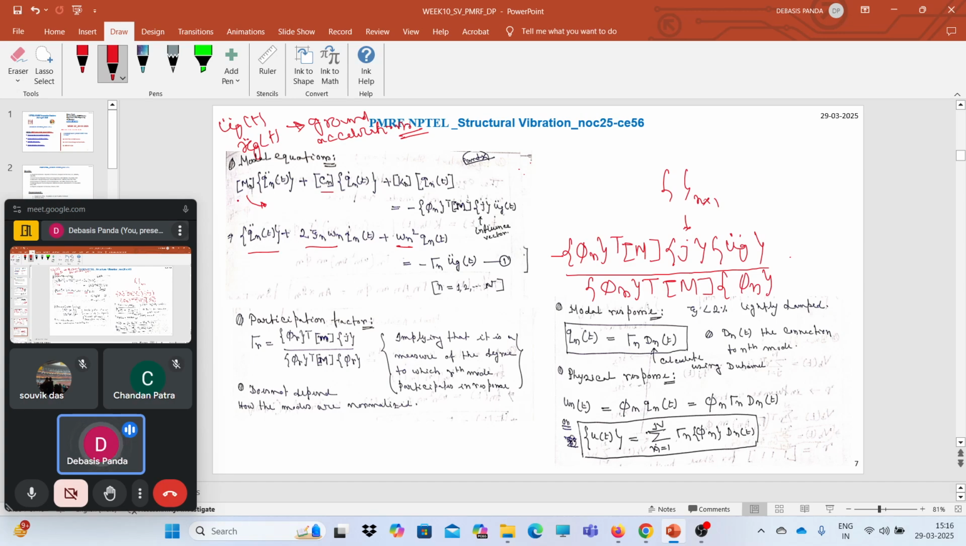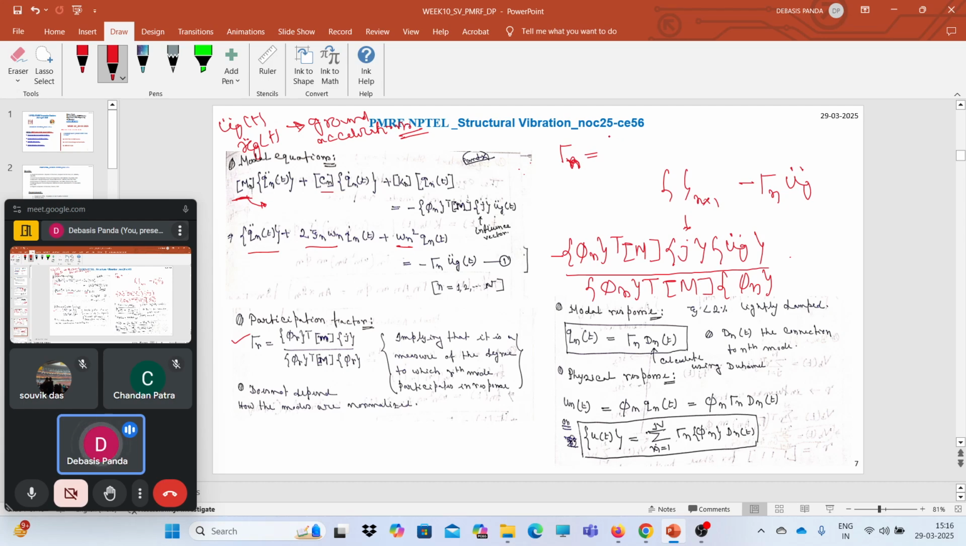Phi n transpose m phi n, from here we have taken it from that side, so we are now left with this equation. If we simplify this part, minus some participation factor into ug double dot. So the participation factor leads to this equation. If I want to calculate the participation factor, that means the nth mode or the rth mode, we can index it like n or r, the contribution of the nth mode to the total response.